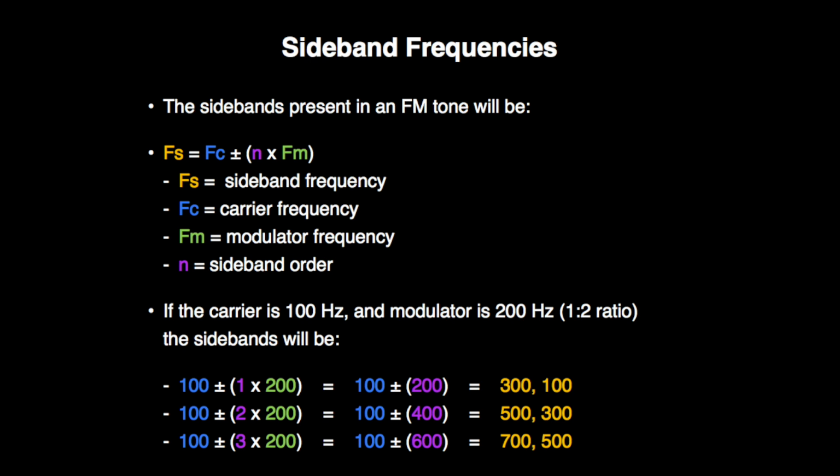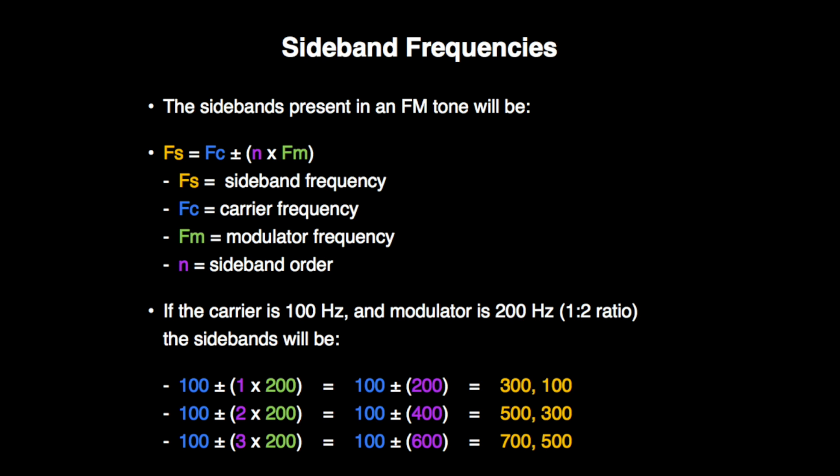So let's look at an example. If our carrier is 100 hertz and our modulator is 200 hertz, we have a 1 to 2 ratio. It's going to be a harmonic sound. We know that already. Then we can calculate the sidebands. Let's start with sideband order 1. We're going to take the frequency of our carrier, 100, plus and minus 1 sideband order times 200, our modulator's frequency. So that's going to be 100 plus or minus 200, because 1 times 200 is 200. And so 100 plus 200 is 300. So our higher sideband is going to be 300 hertz. 100 minus 200 is negative 100. But remember, we're only working with absolute value here. So that's just going to be positive 100. So our first sidebands are going to be 300 and 100.